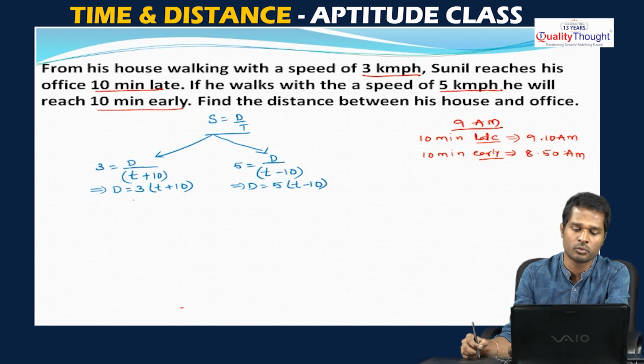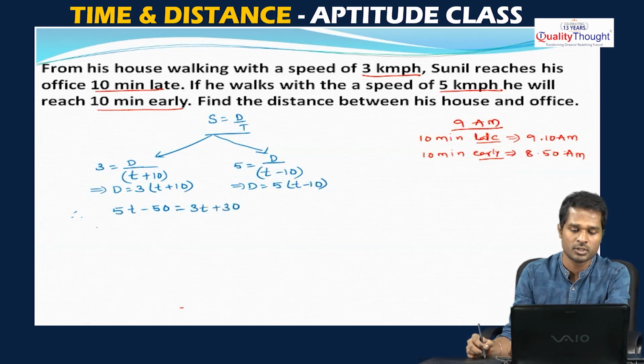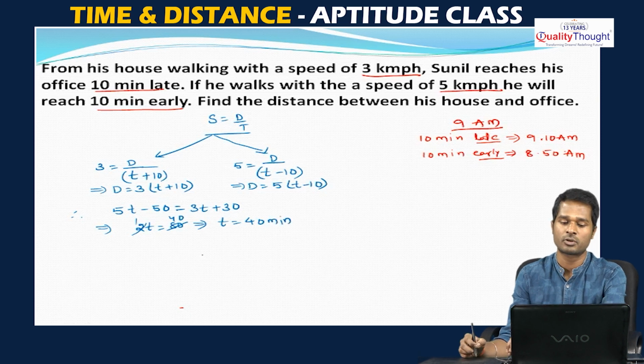Now see, both denote the same thing. So I can write 5t minus 50 is equal to 3t plus 30. So 5t minus 3t is 2t. 50 plus 30 is 80. So 2 ones are 2, 2 40s are 80. So the actual time required to reach the office is 40 minutes.